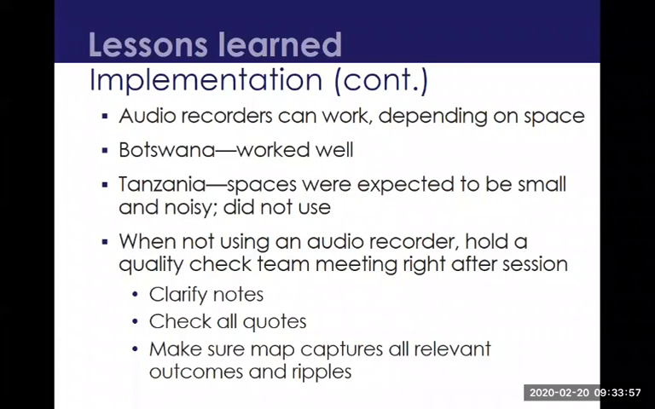As far as audio recorders, they can work well. They worked well in Botswana. It just depends on the space. In Tanzania, the spaces were smaller and noisier, so they did not use them and used a note taker instead, which also worked well. If you're not using an audio recorder, we'd recommend holding a quality check after the session, and that would include the facilitator, the mapper, and the note taker, to clarify any notes, make sure the quotes are on track, and fill in any gaps as early as possible.